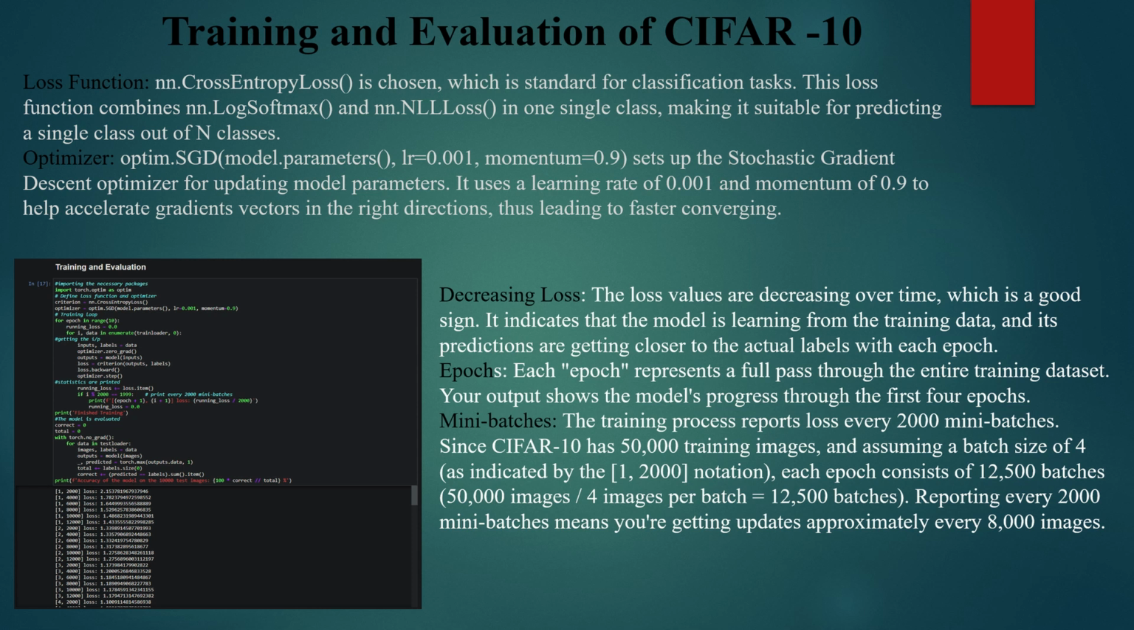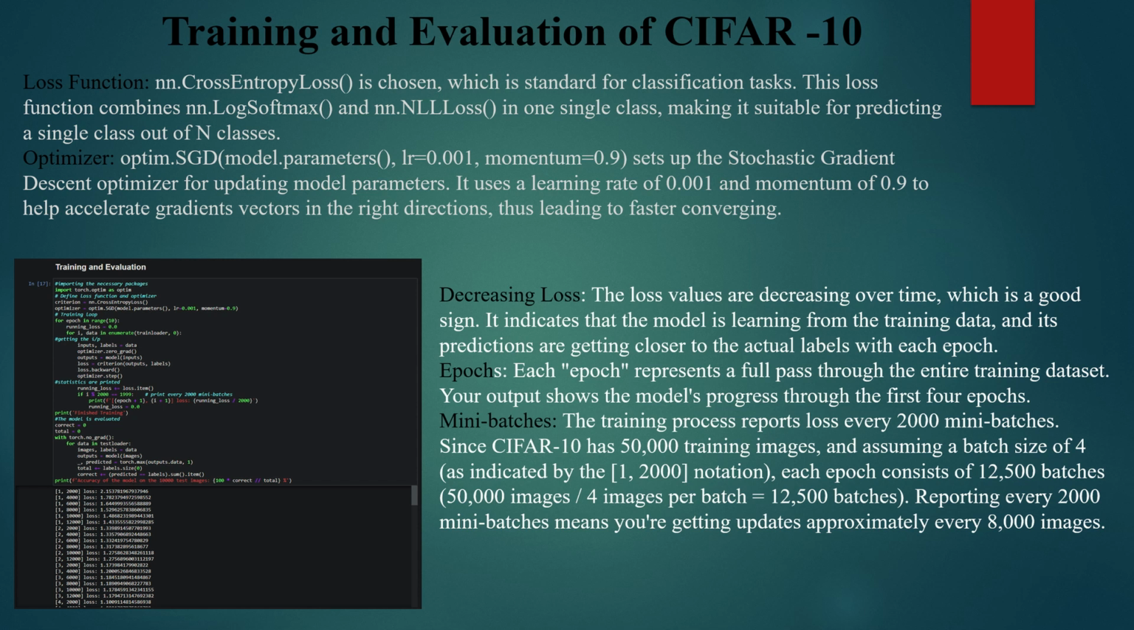From the output we can see that the nn.CrossEntropyLoss function is standard for classification tasks. The loss function combines the softmax and the negative log likelihood loss in one single class, making it suitable for predicting a single class out of n classes. The optimizer that I used is basically stochastic gradient descent, which updates the model parameters with a learning rate of 0.001 and 0.9 as the momentum. The training process runs for 10 epochs.